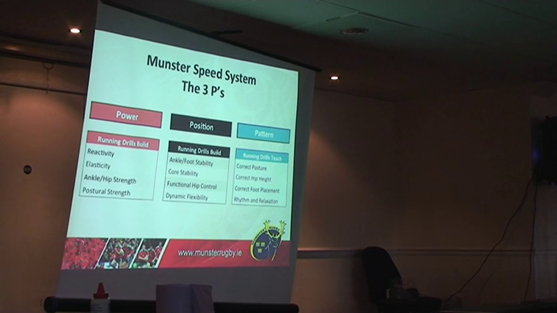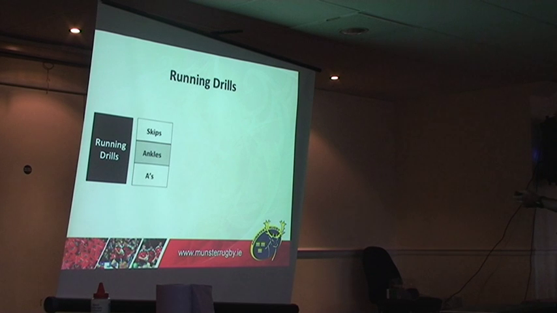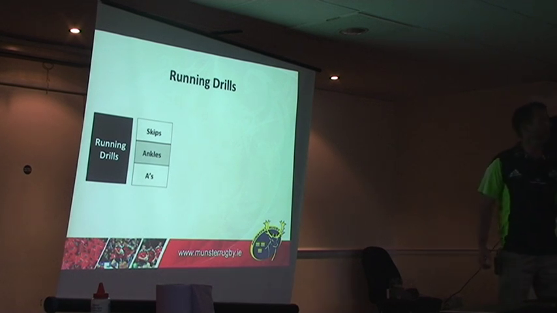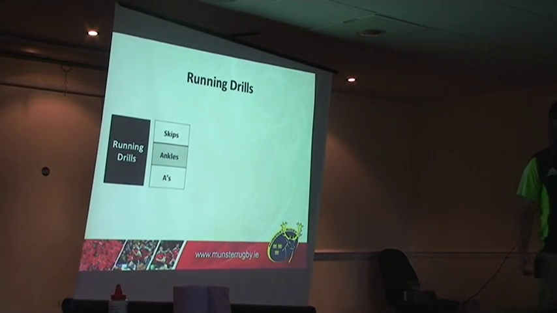It's like everything else, okay? So they have to be taught correctly, and to teach them correctly, you need a process to teach them correctly also. So, looking deeper at these running drills, we have 3 main streams of running drills: skips, ankles, and A's. Competency in these determines progression.